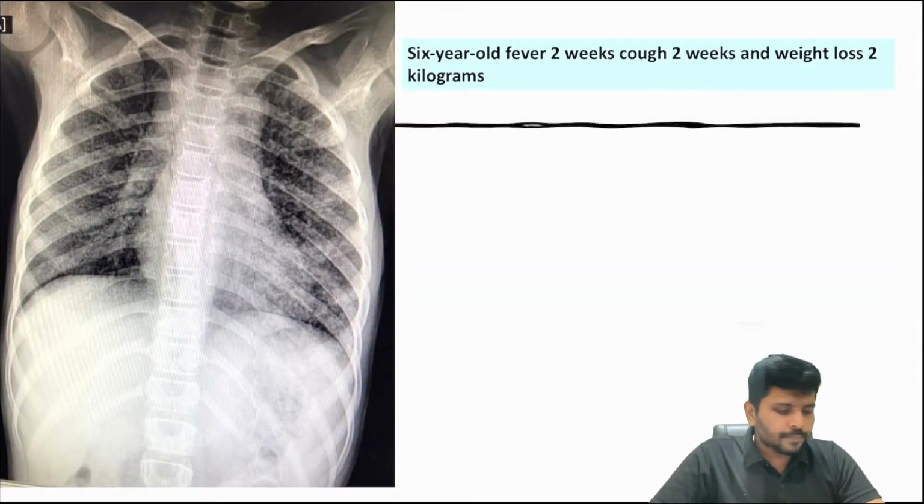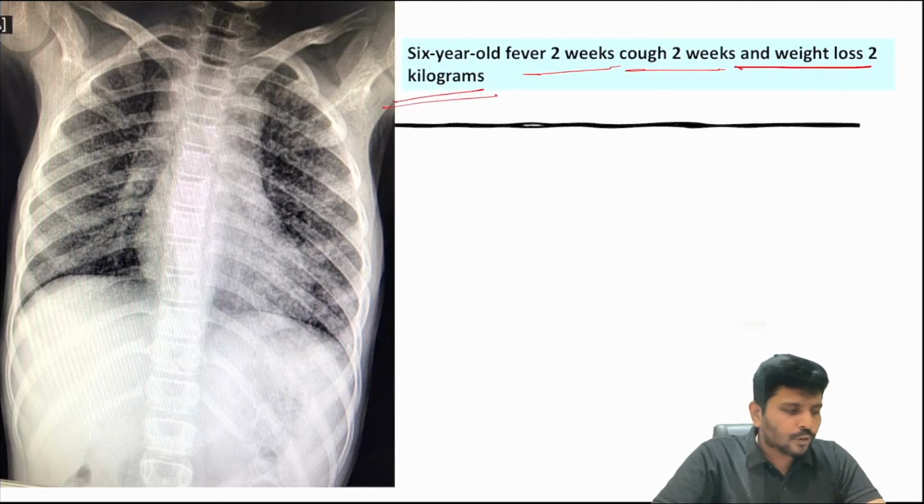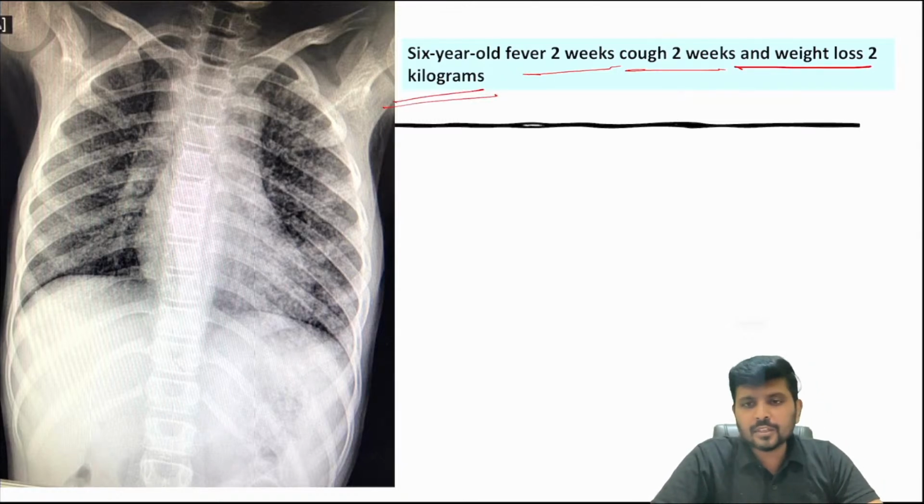What is this? This is a 6-year-old boy with fever of more than 2 weeks, cough for more than 2 weeks, along with weight loss of more than 2 kilograms. And look at this. Whenever any child in India comes with fever of more than 2 weeks and cough for more than 2 weeks, invariably in India, you need to think in terms of tuberculosis.